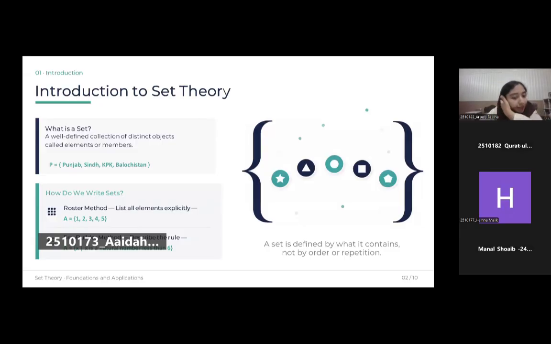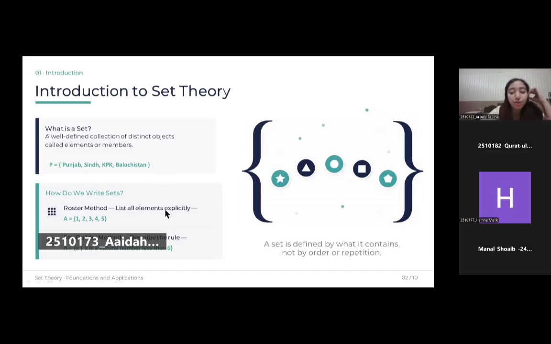So a set is simply a collection of objects that is clear and well defined. For example, if I write 1, 2, 3, 4, 5, this is a set because we can clearly tell which numbers belong to it. Similarly, you can see on the slide, P is equal to Punjab, Sindh, Balochistan, Khyber Pakhtunkhwa. This is also a set because everyone agrees that these are the provinces of Pakistan.